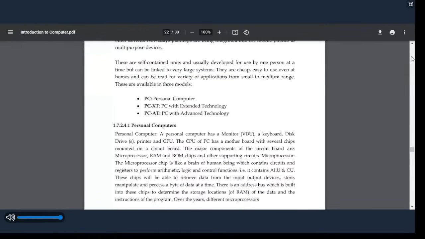So the microprocessor chip is like the brain of a human being, which contains circuits and registers to perform arithmetic, logic, and control functions. It contains the ALU, which is the arithmetic logic unit, and the control unit. This chip will be able to retrieve data from the input and output devices, store, manipulate, and process a byte of data at a time. A byte is a computer word, and there is a bit. The single smallest unit of data is what we call a bit.